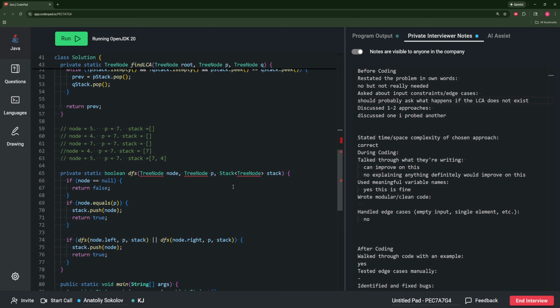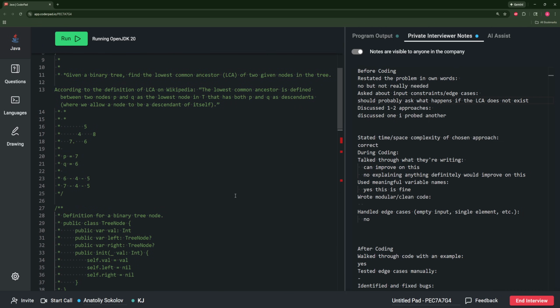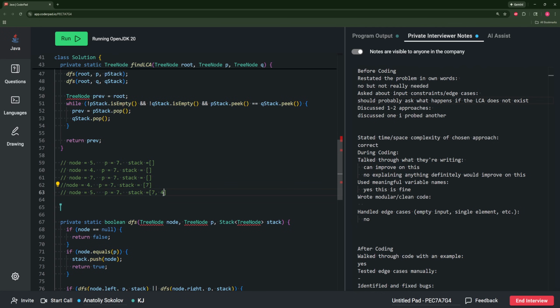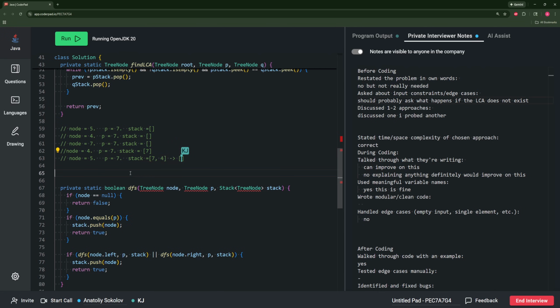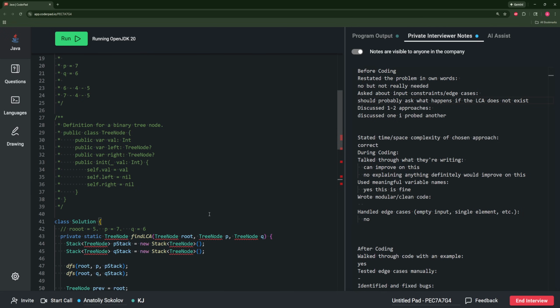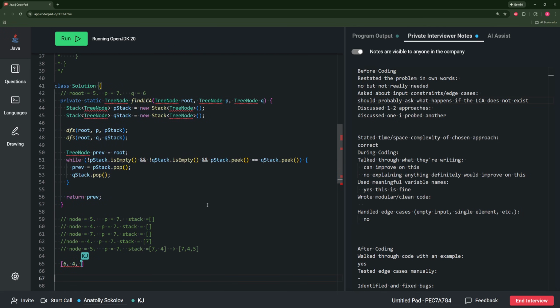And for Q, let's see, Q is 6. So it would be 7, 4, 5, right? Yeah, the stack 7, 4, 5. So when this returns, the next call, it would be 7, 4, 5. Okay, got it. Yeah. So you can just draw the two stacks to save us some time, and then go from there. Okay. So the second stack would be 6, 4, 5.